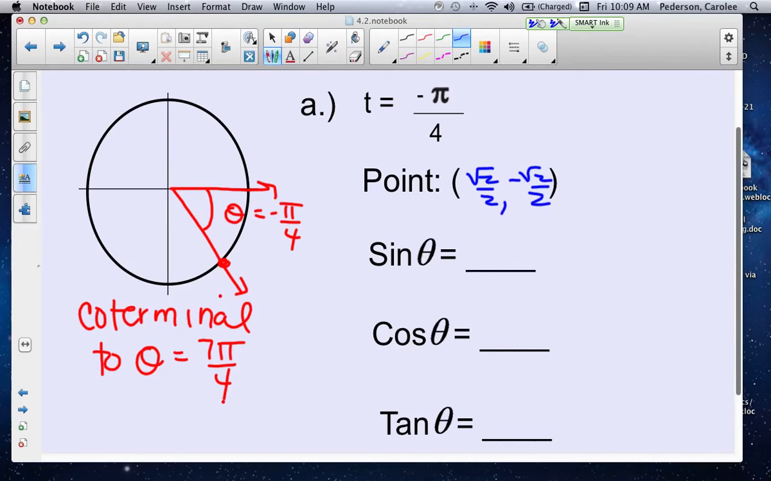Now we can find the sine, cosine, and tangent. So what will be the sine? The y, yep. What will be the cosine? The x, square root of 2 over 2. And then the tangent, -1, yep. Y over x.